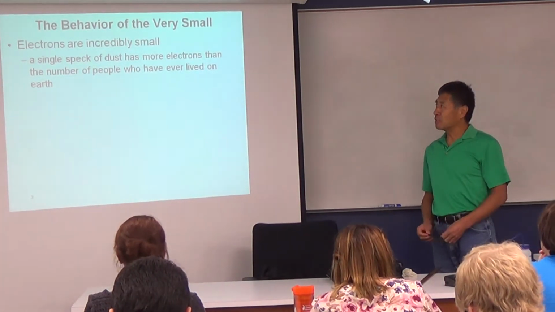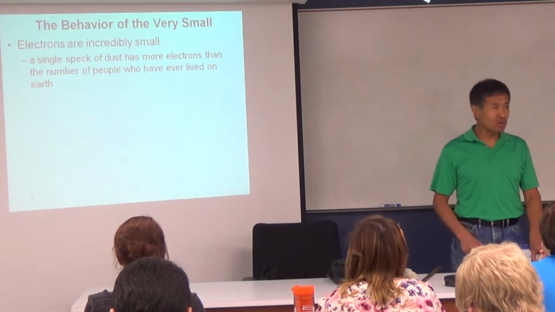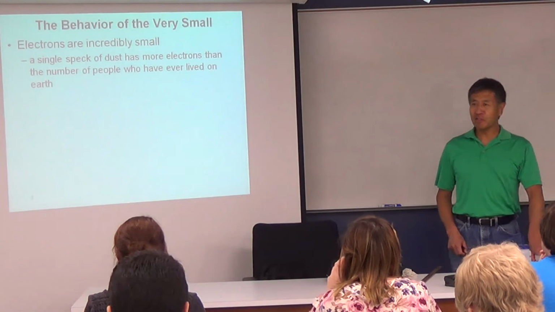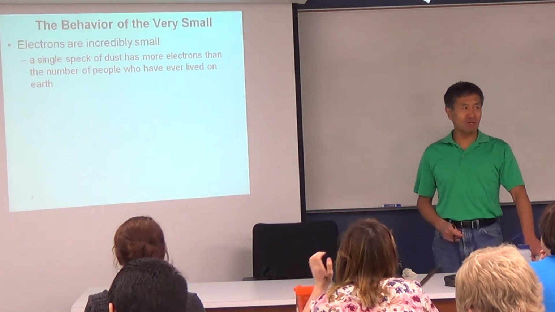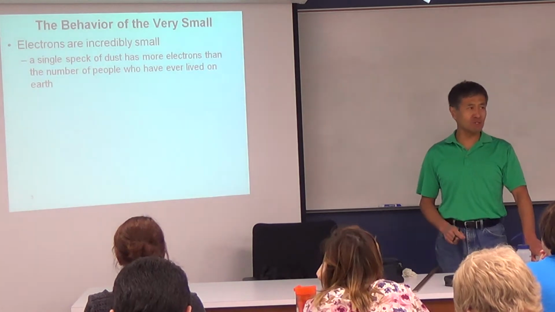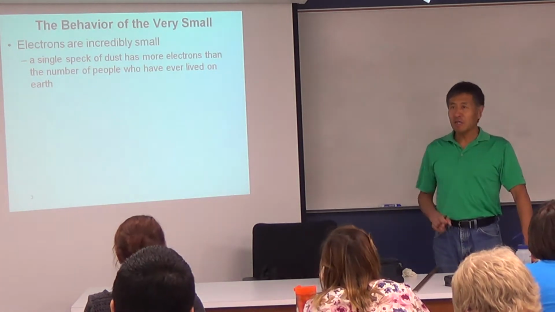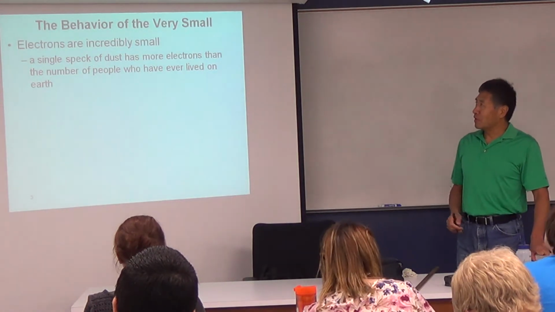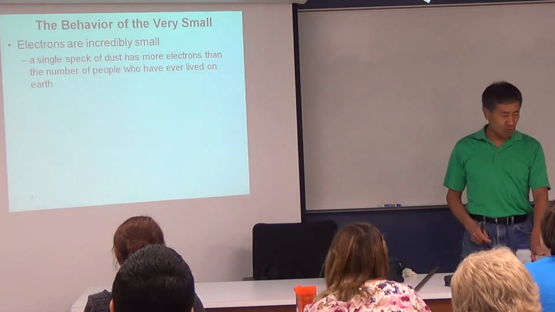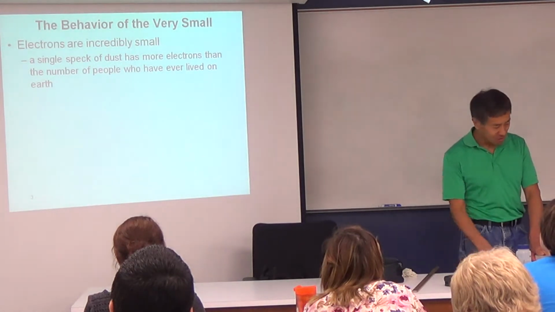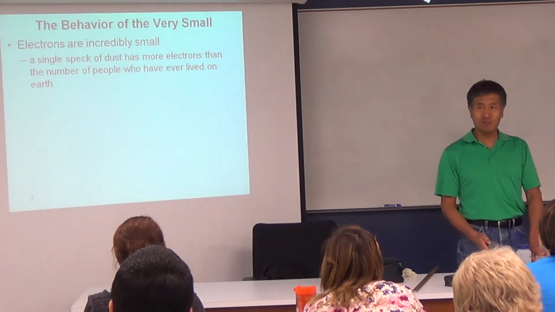Let's see some of those very strange behaviors of very small particles like electrons. We already know that an electron, atom, or molecule, even a molecule is much bigger than an electron, but still much smaller in terms of our daily viewpoint. For example, a single speck of dust has more electrons than the number of people who ever lived on the Earth, and that gives us some idea about how small those particles are.